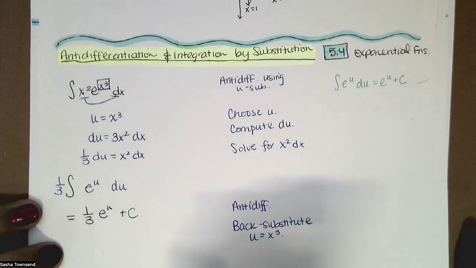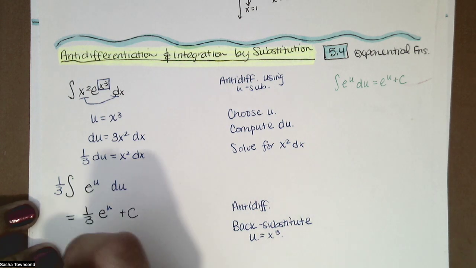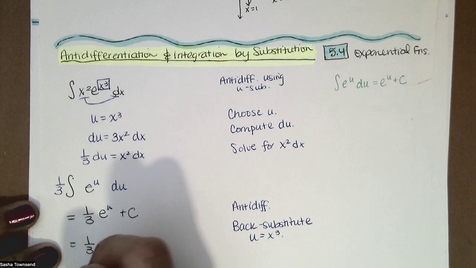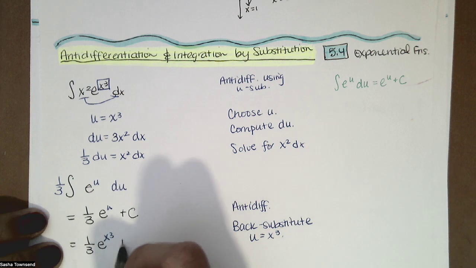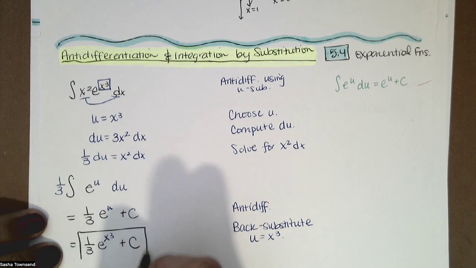In other words, we're just replacing this u with an x cubed. So you have 1/3 e to the x cubed plus c is our antiderivative. And I like to put my antiderivatives in a box.